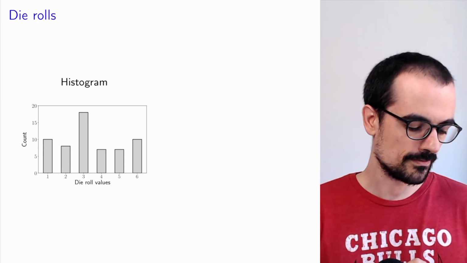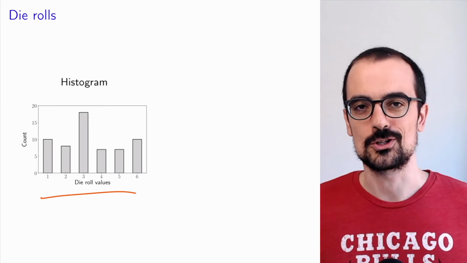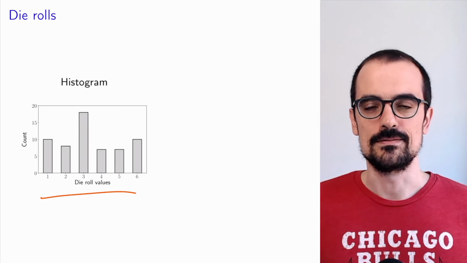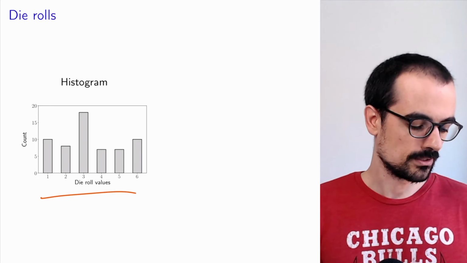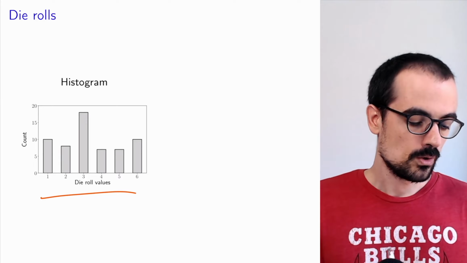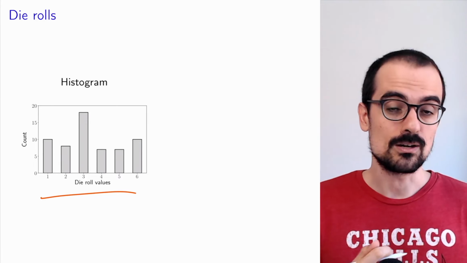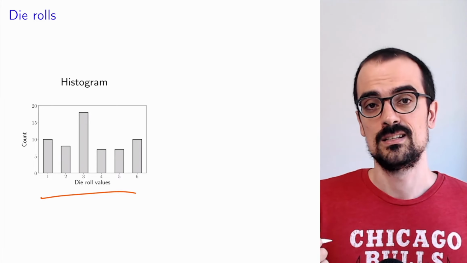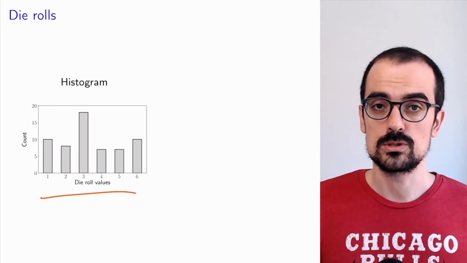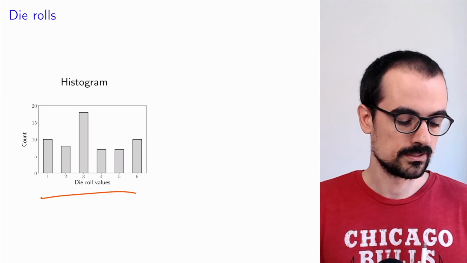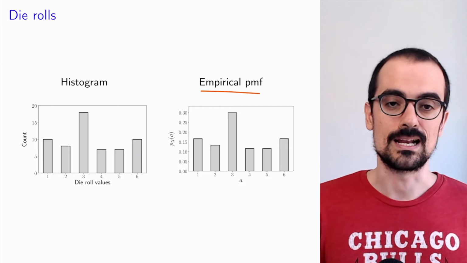So this is a histogram of some die rolls that I talked about in the video on estimating probabilities from data. Okay, this is a histogram of die rolls. We normalize, essentially what we're doing is we're counting how many times we see each of the possible values from 1 to 6, and then we're dividing by the number of points. So the empirical PMF is just a normalized histogram.